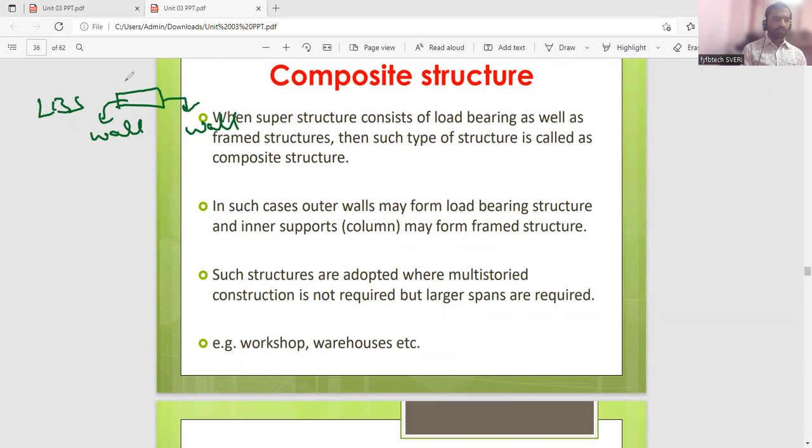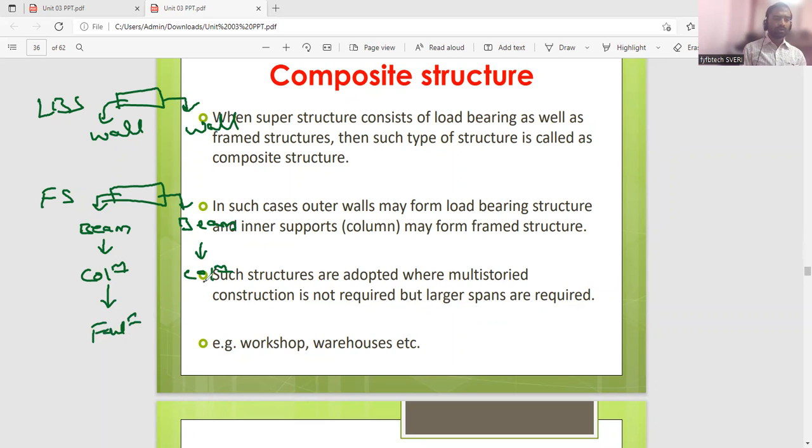So in load bearing structure, where does the load of the slab come? On the wall, correct? Yes, sir. In framed structure, where does the load of the slab come? It will come on the beams. Beam to column, column to foundation, foundation to soil, soil to the subsoil. This is the path you should remember.